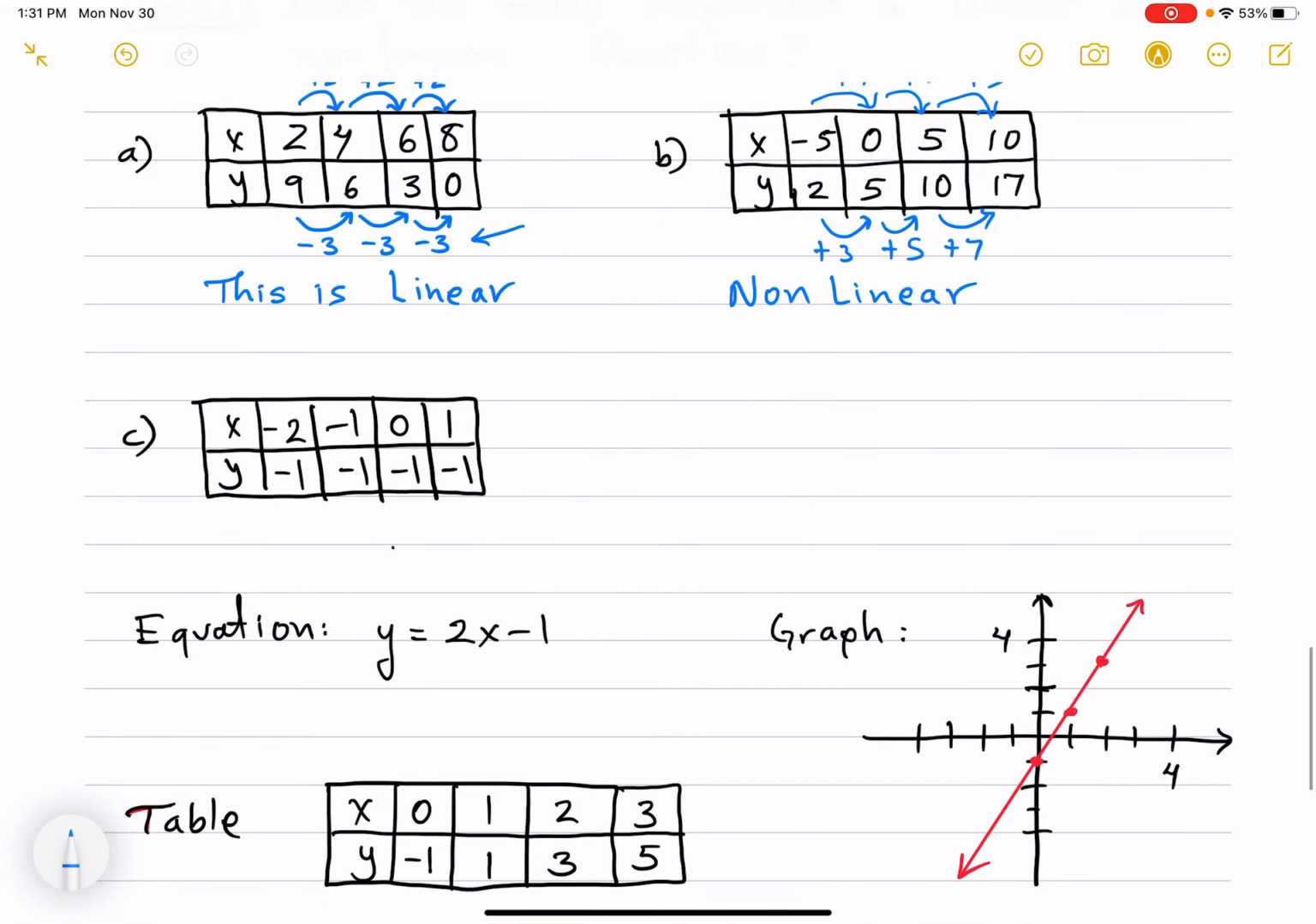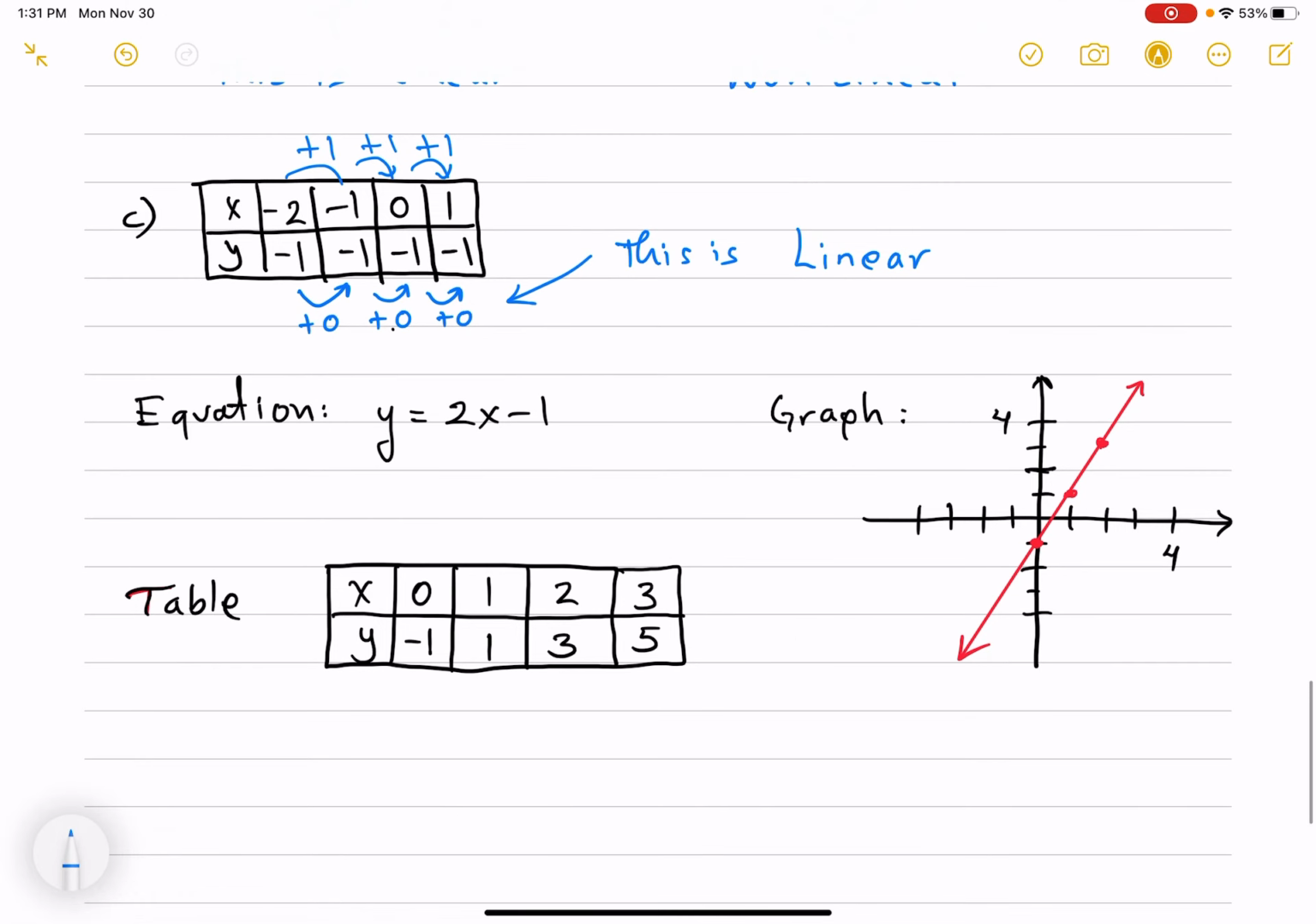Okay, then we take a look at the next one. Of course, we have to add 1, and add 1. And then here, to go from -1 to -1, we add 0. We add 0, and we add 0. So even though it looks kind of weird, kind of strange, it's still a linear function because the rate of change is constant. So this is linear.